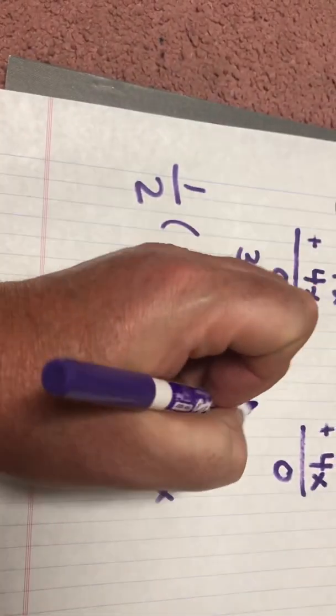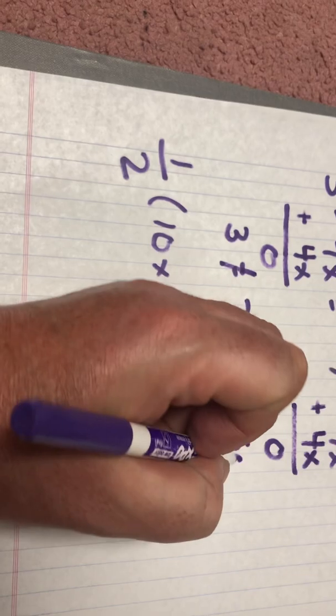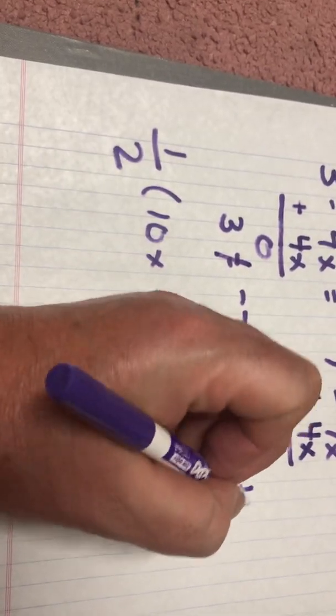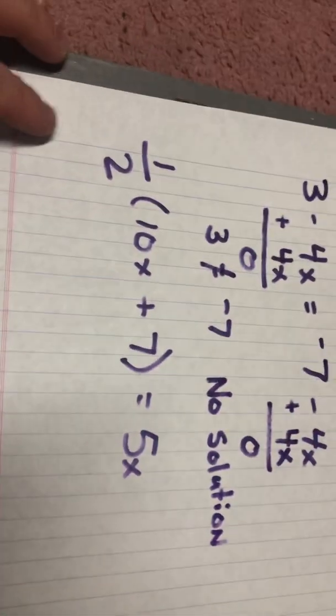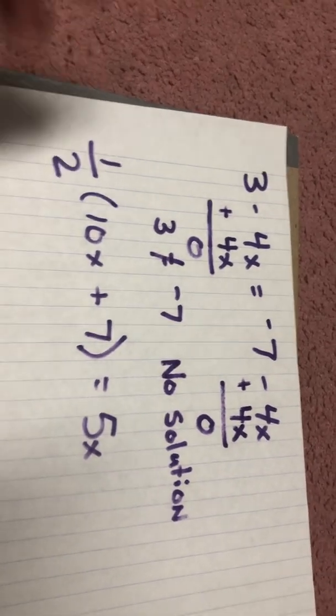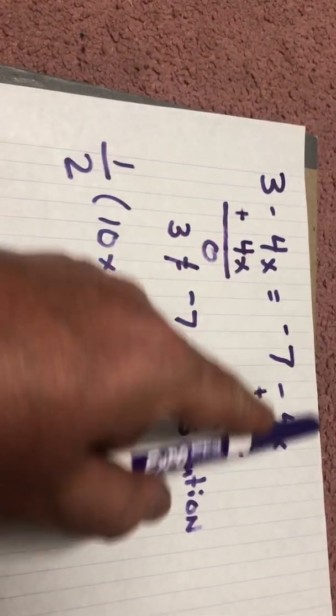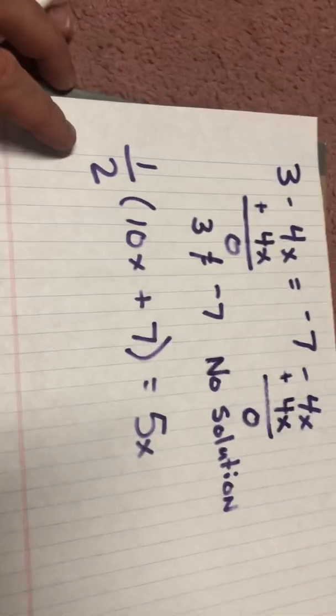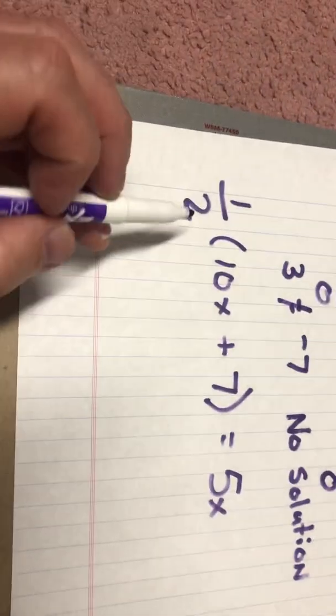So in this situation, it is what we call no solution. Sometimes an equation does not have a solution. There's no value for x that can actually make it work. So let's try this one.